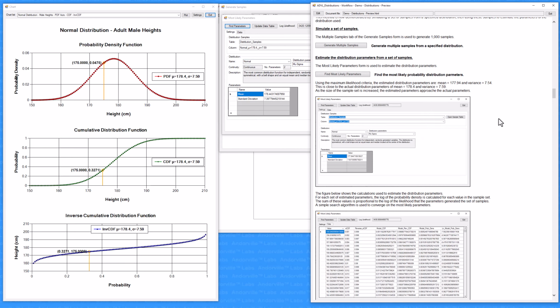Using the maximum likelihood criteria, the estimated distribution parameters are mean of 177.94 and variance of 7.54. This is close to the actual distribution parameters of mean 178.4 and variance 7.59. As the size of the sample set is increased, the estimated parameters approach the actual parameters.